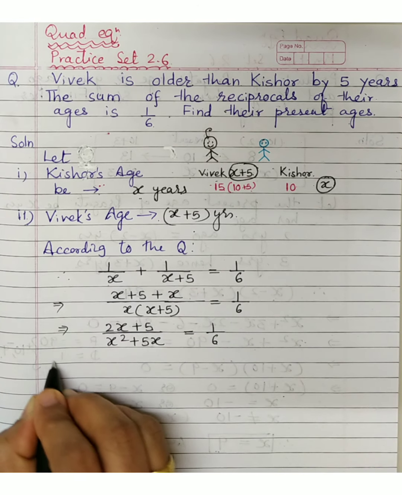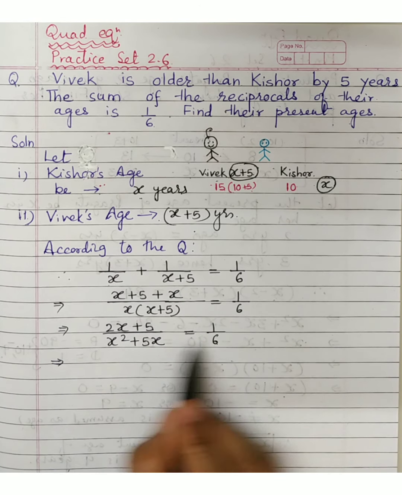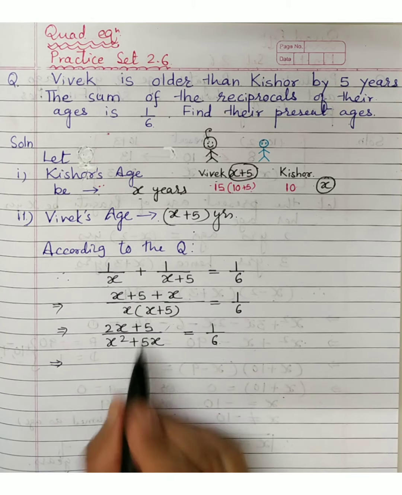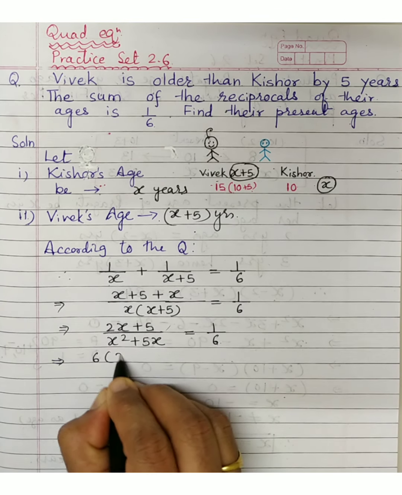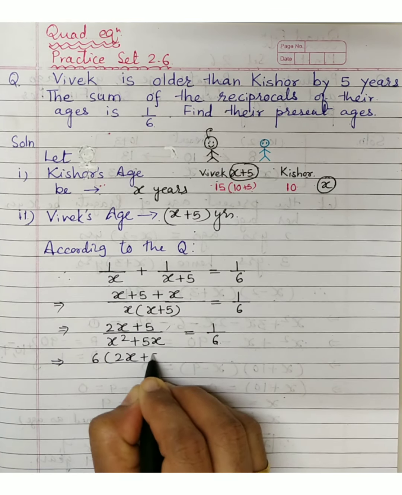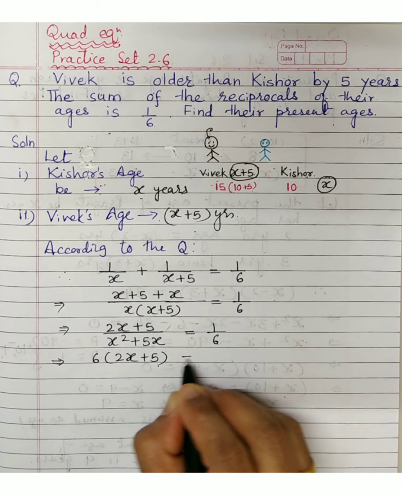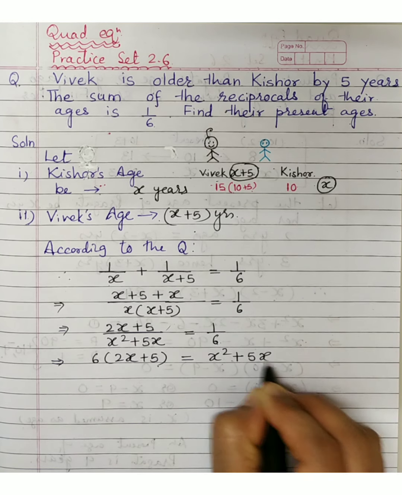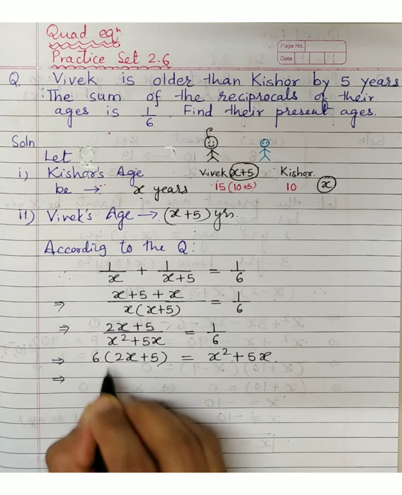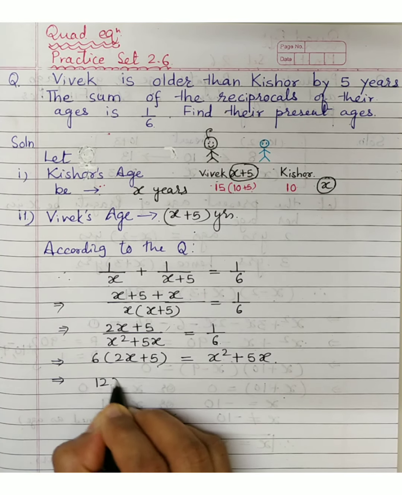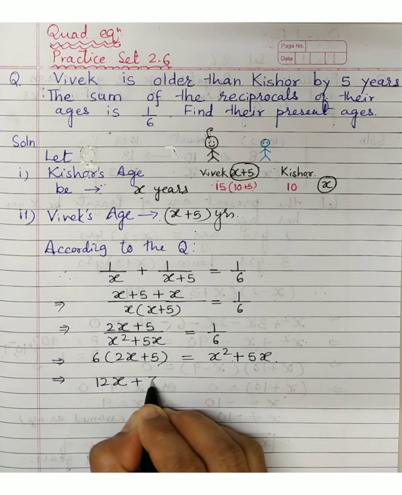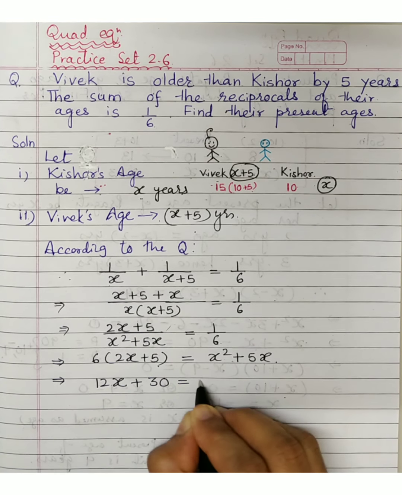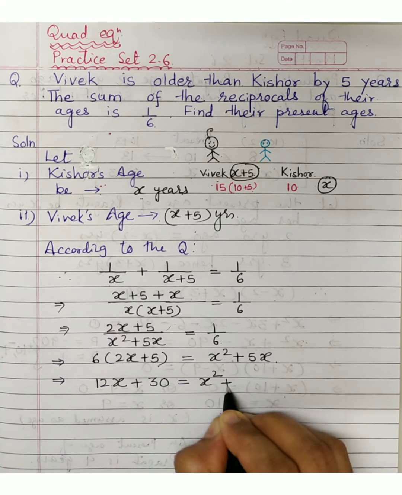Now cross multiplication. So 2x plus 5 both multiplied by 6. For this put a bracket here. 2x plus 5 whole into 6 is equal to x square plus 5x. Open the bracket again. 6 2s are 12x plus 6 5s are 30 is equal to x square plus 5x.